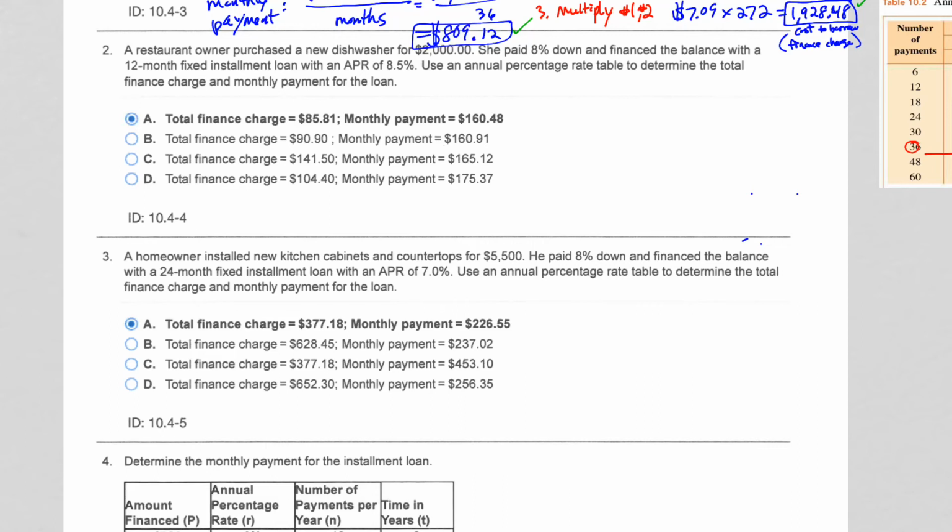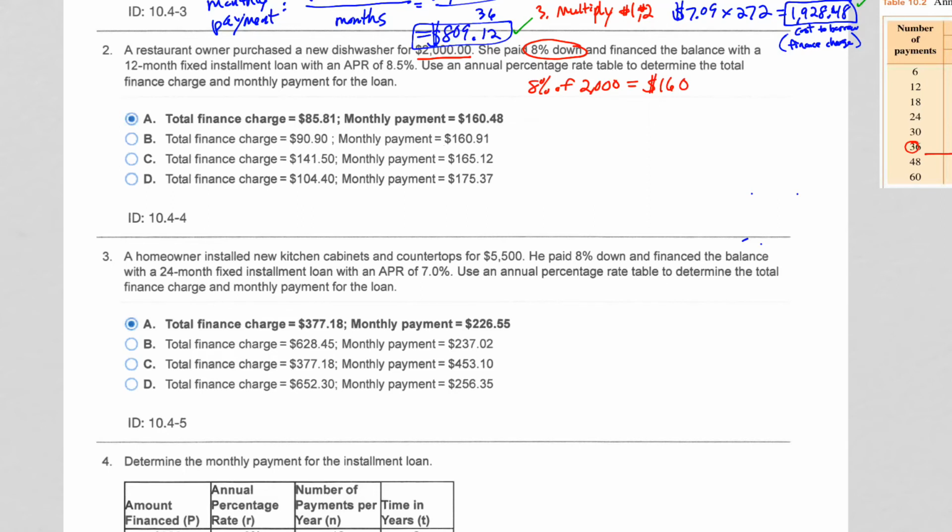And then let's go ahead and read this one here. Let's use a different color. A restaurant owner purchased a new dishwasher for $2,000. Okay, that's the price. There's going to be some cash put into the deal, so we need 8% of the price to see how much cash was put in. And that's $160.